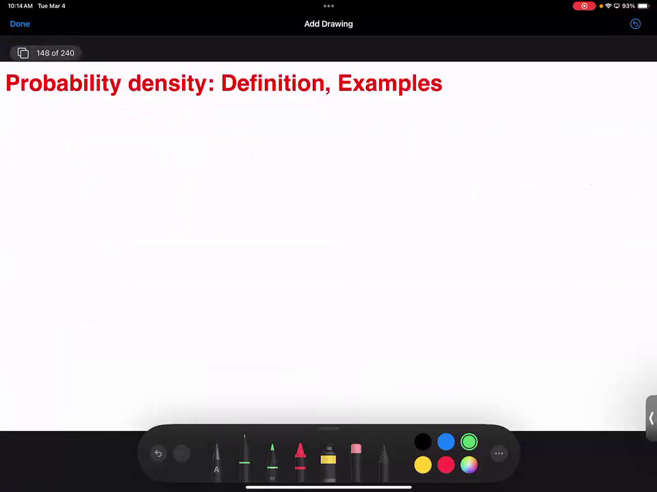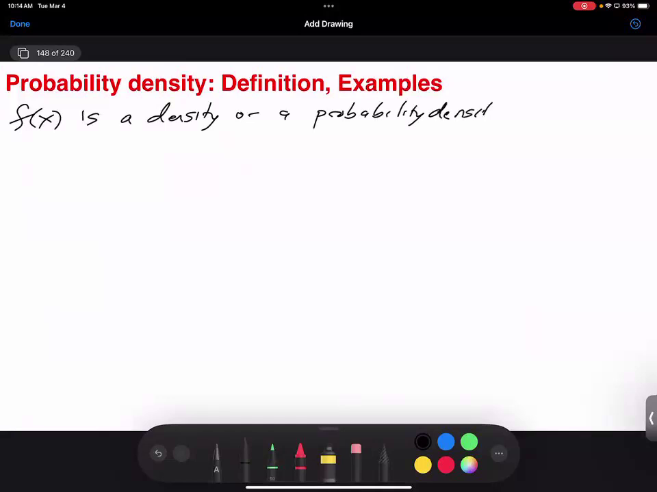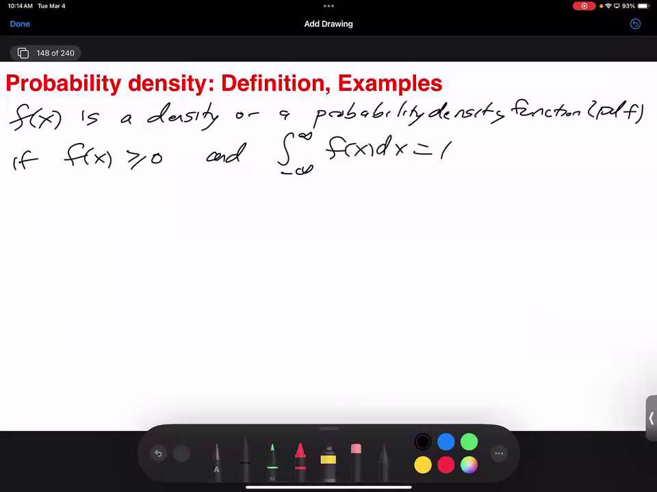All right. So what I want to do now is pivot to probability density, some definitions, some examples. So we say f of x is a density or a probability density function, abbreviated PDF, if f of x is non-negative and the integral from -infinity to infinity of f of x dx equals 1. So this is the continuous case.